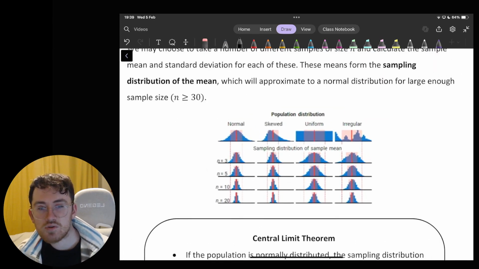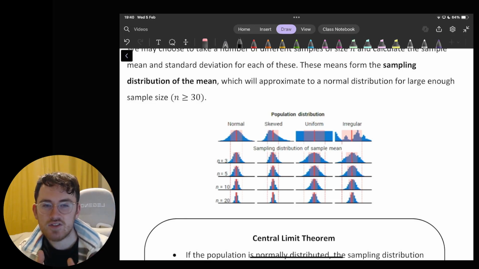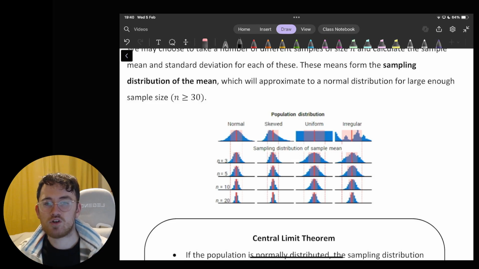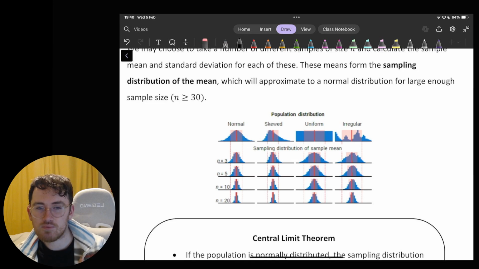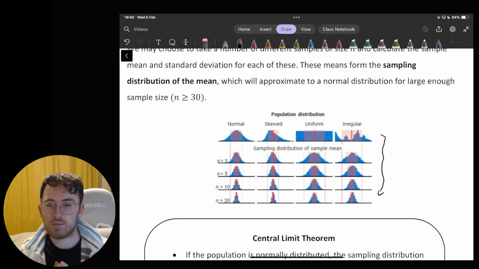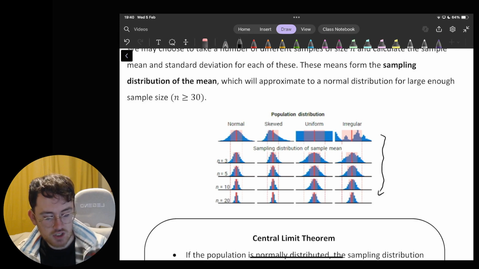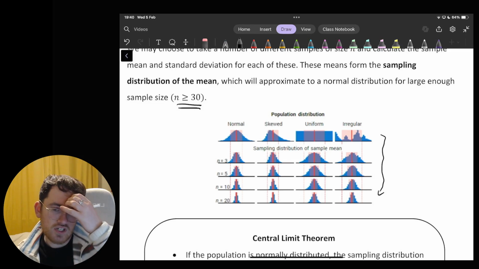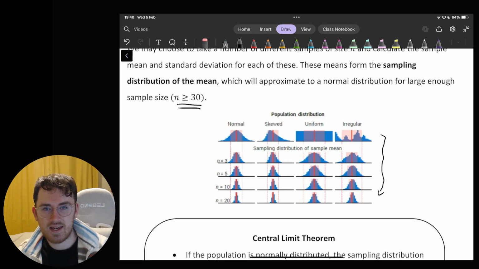If we start with a normal distribution, then no matter the sample size, it remains normal. If the distribution I start with is slightly skewed, then as the sample size gets bigger, we get more of a normal curve. We see it even more with the irregular shape at the end: as the sample size gets bigger, it gets much more normal. But 30 is the magic number here. We need samples to be at least 30 or bigger to be sure that this theorem will apply and that this sampling distribution will be normally distributed.